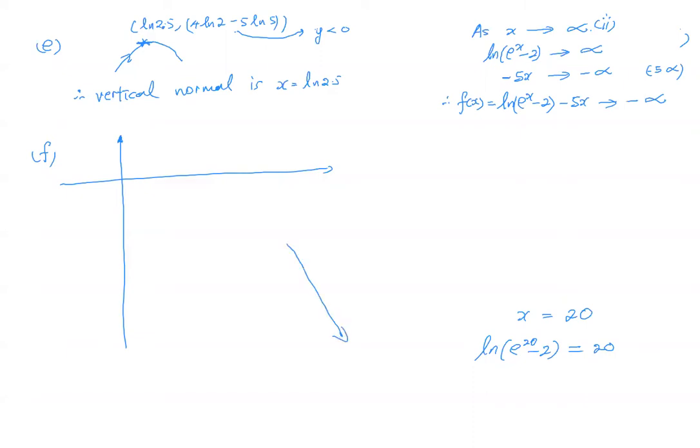So now we have a vertical asymptote here. Okay, what is the vertical asymptote? Xin Yi, what is the vertical asymptote here? x equal to what? x equal to ln 2. Yeah, you are right. Okay, x equal to ln 2. So now we have a turning point here.